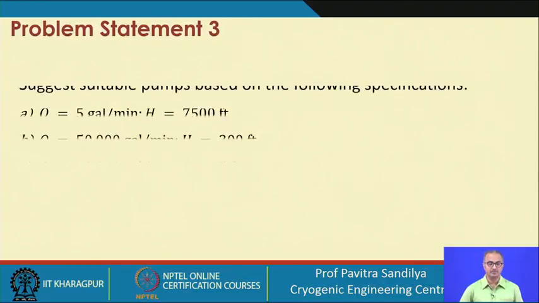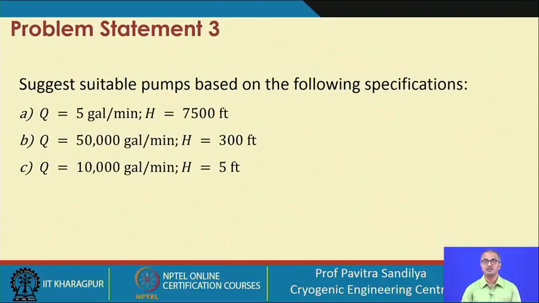Now, we come to another problem. In this problem, it is quite a straightforward application of the data supplied by the manufacturer. It is related to the selection of the pumps. So, here we are given in this particular problem various combinations of the flow rate and the head produced by the pump, and we have to suggest which pump we should use under these given conditions.